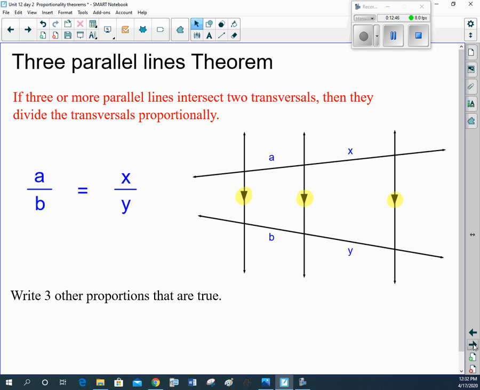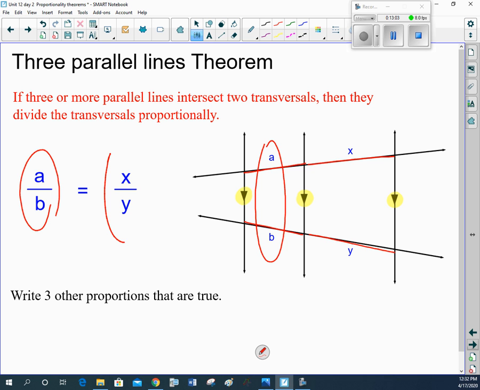So basically what they're saying is that A and B are proportional, and X and Y. I kind of like this one just because it looks like it sets up the fraction already. See, look how A B is proportional to A B, and X Y is proportional to X Y. It sets that proportion up. It says write three other proportions that would be true.